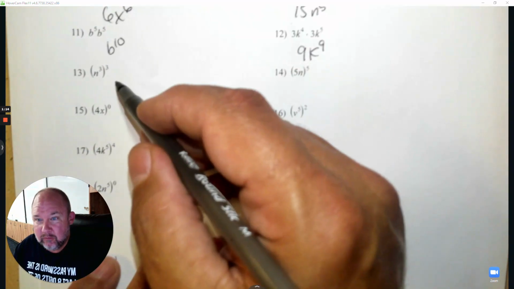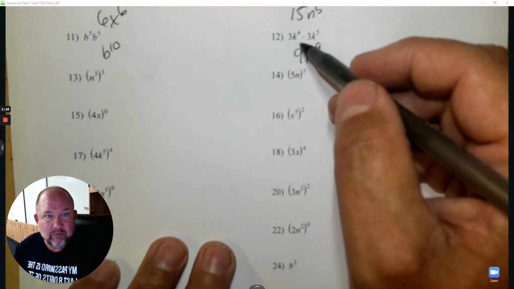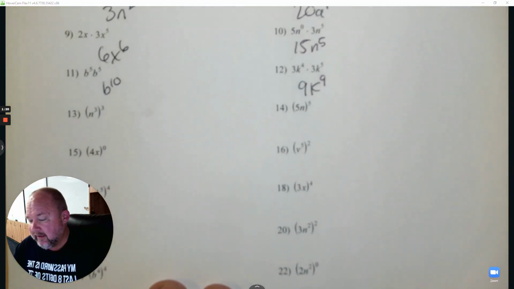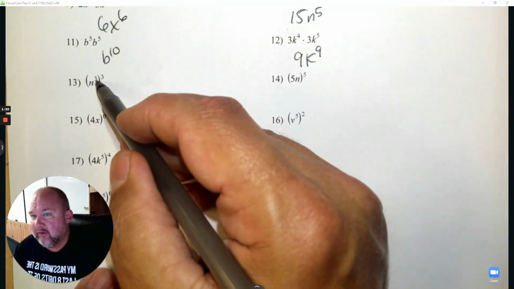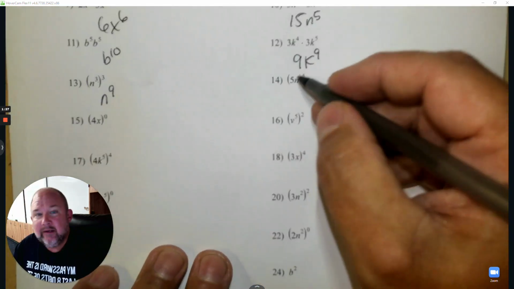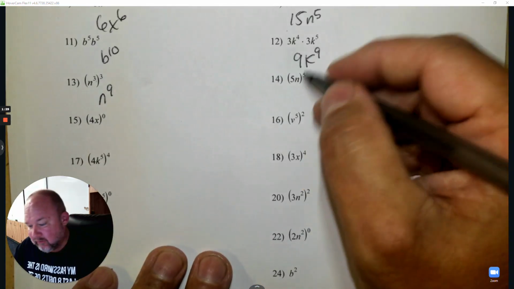Now, here's a different rule. That was called the product rule, where if you multiply and the bases are the same, you add the exponents. Here, this is called the power rule, where if you have one exponent raised to another one, you multiply them together. Now, this is 5 times 5 times 5 times 5.